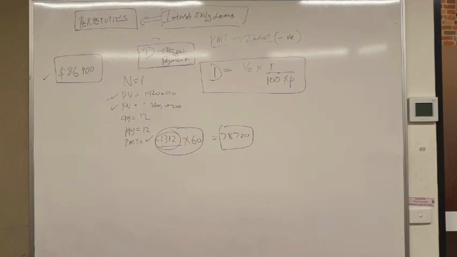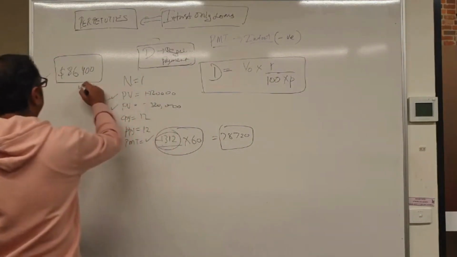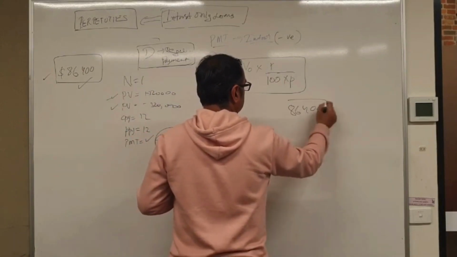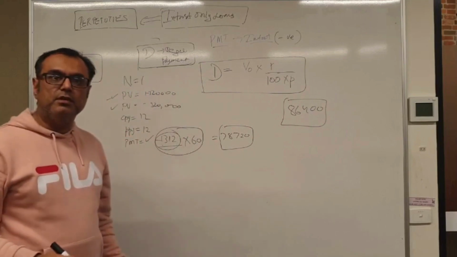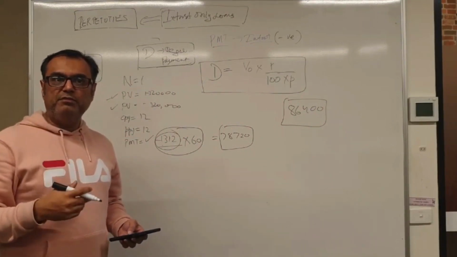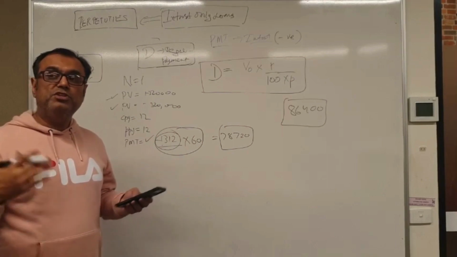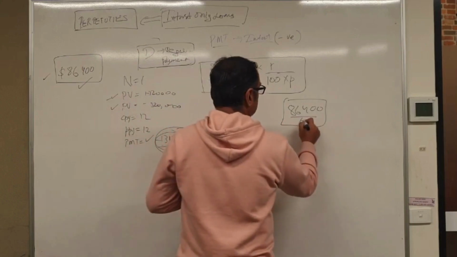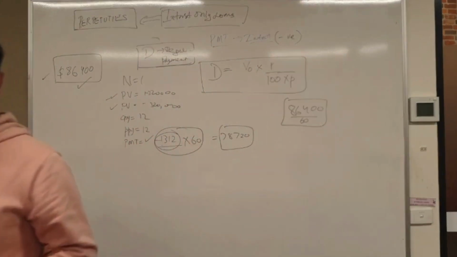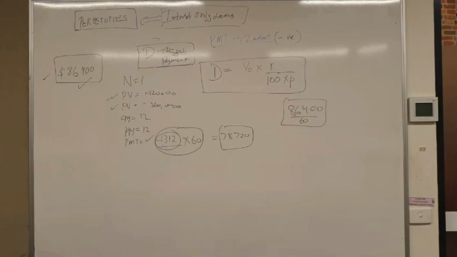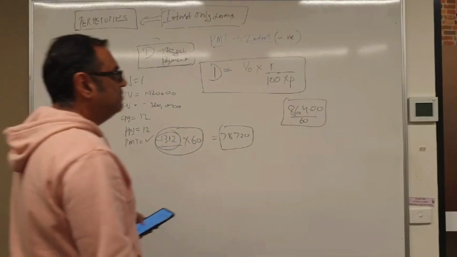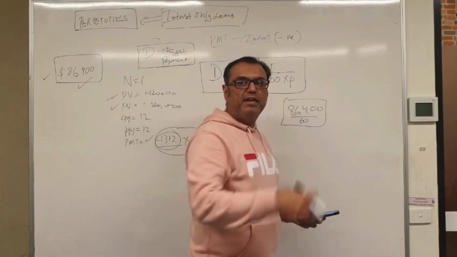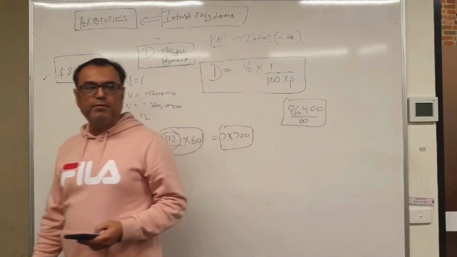Now, how much was this guy paid for 5 years? 86,400? Yes. For how long was he paid this amount in total? Which is how many installments? 60. So you divide. Finish. That's it. See, it's an interest only loan, so that is why it's a flat division. Right?